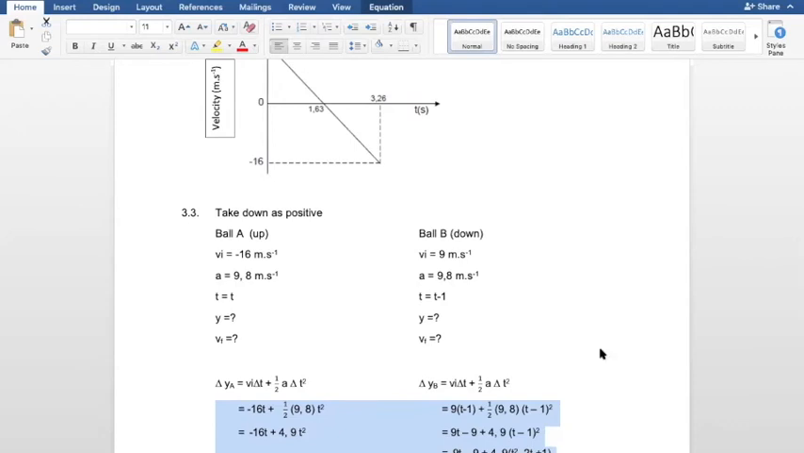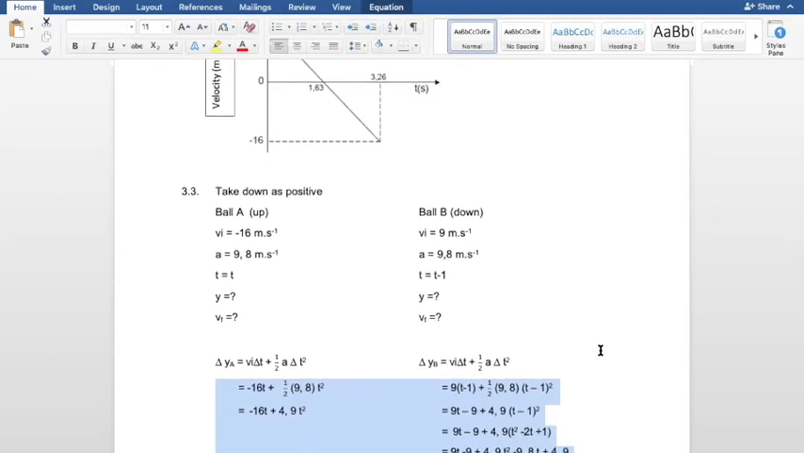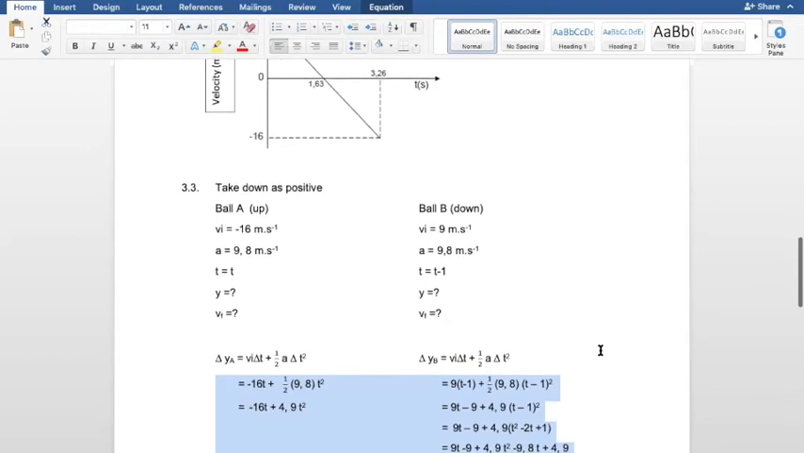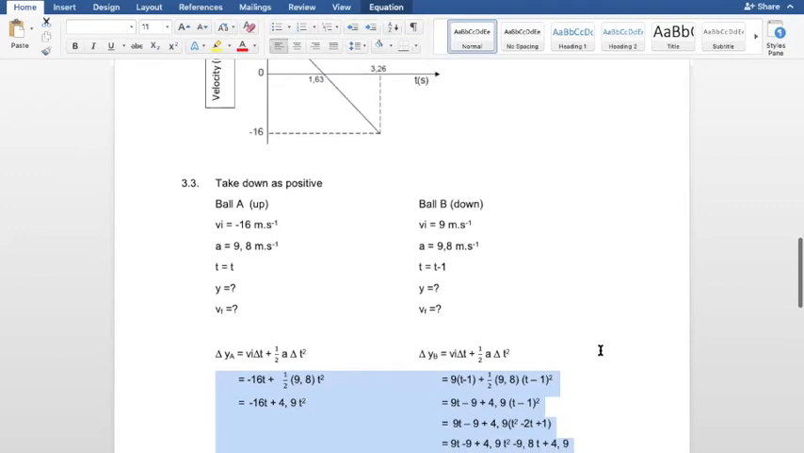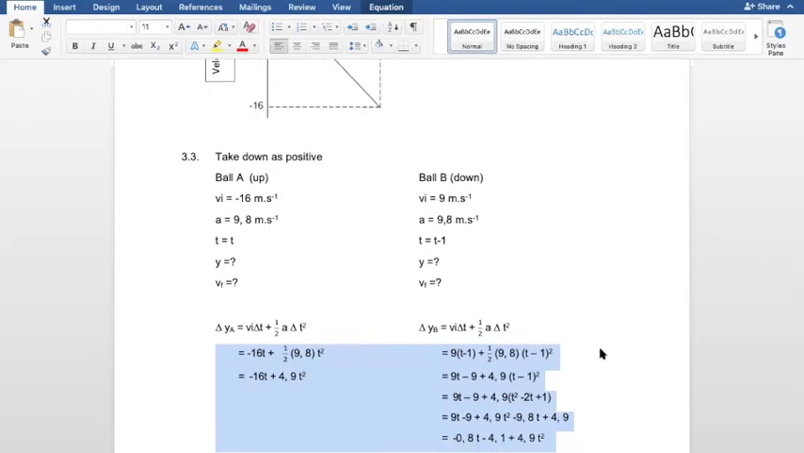And then if you multiply that out further, we can say 90 minus 9 plus 4,9t squared minus 9,8t plus 4,9. All right. And then if you take that even further, get rid of the minus 9, and 4,9 can be added. And then 90 can be added with minus 9,8t. Then what do we get? So we get 0,8t minus 4,1 plus 4,9t squared. All right, so that's what we've got. We can't go on further from there.